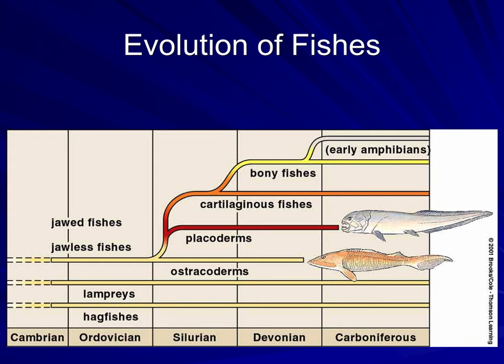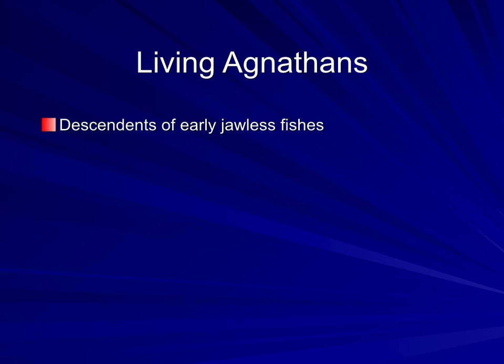So now we see the fish right here. We see the movement as it goes up through the different characteristics of fish. So the cartilaginous, then the bony fishes, then the amphibians. So the Agnathans, descendants of early jawless fishes. All right, so class Myxini.